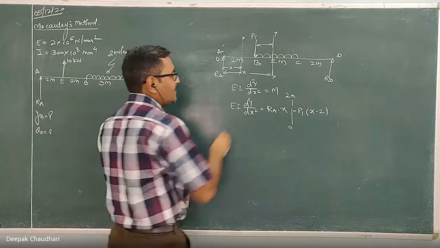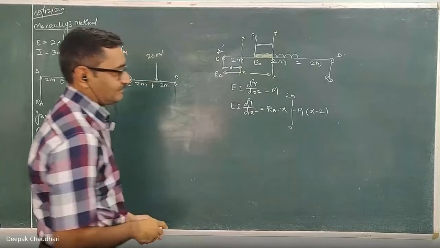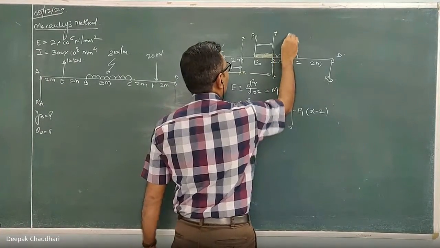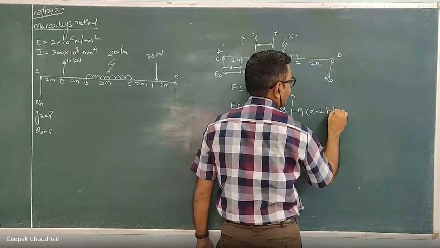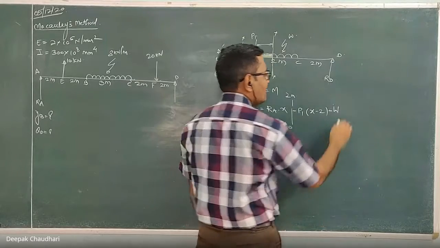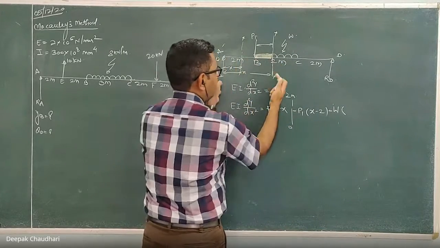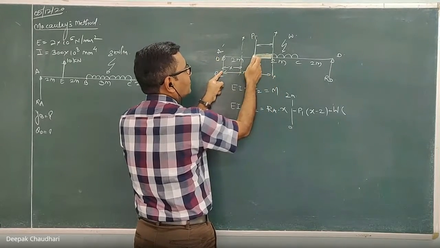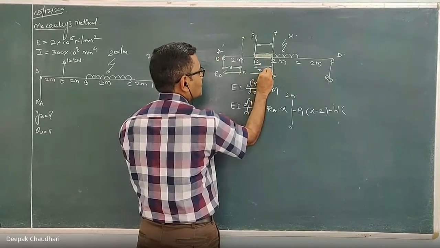But there is a UDL also. On the left hand side, this much UDL is also there. So let's take the moment of that UDL also. Let the intensity of this UDL be W. It produces a hogging bending moment, so it is minus W into this length over which it is spread. Now, how much is this length? This section is at a distance of X from A, and this UDL starts at a distance of 2 meters from A. So this distance will be X minus 2.